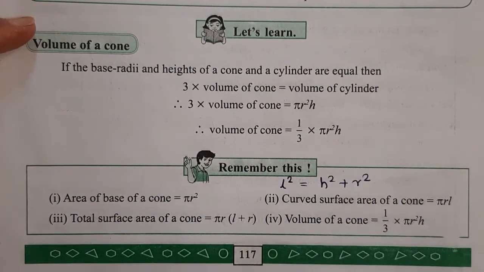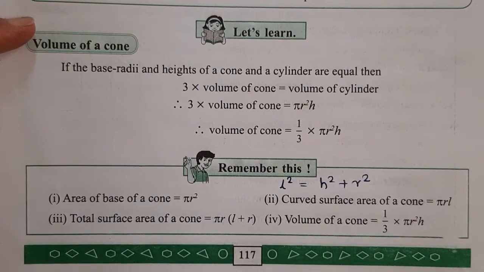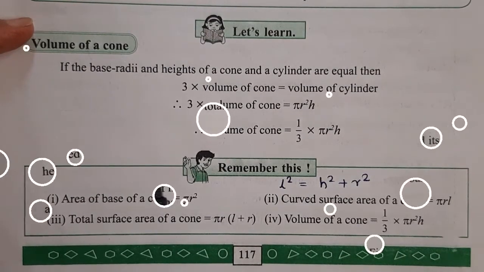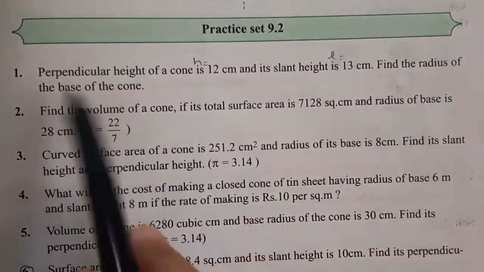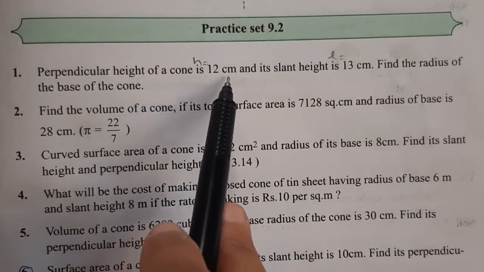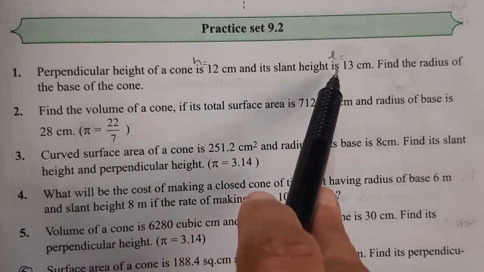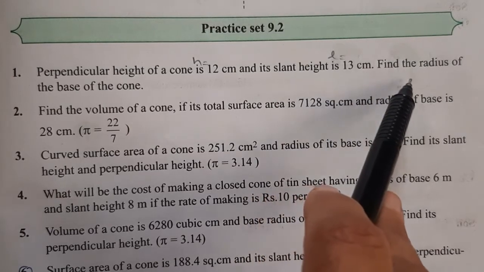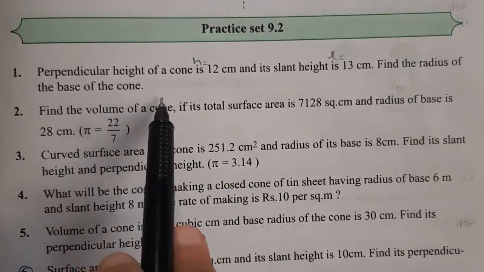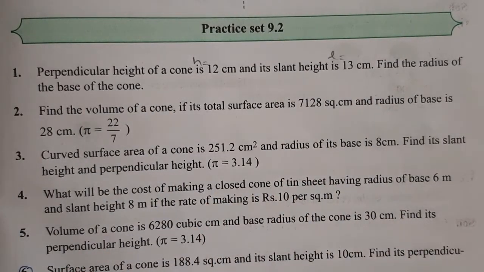Okay. Now with the help of all these formulae, we will solve the practice set 9.2. Example from practice set 9.2. Perpendicular height of cone is 12 cm and its slant height is 13 cm. Find the radius of the base of cone. See the solution.